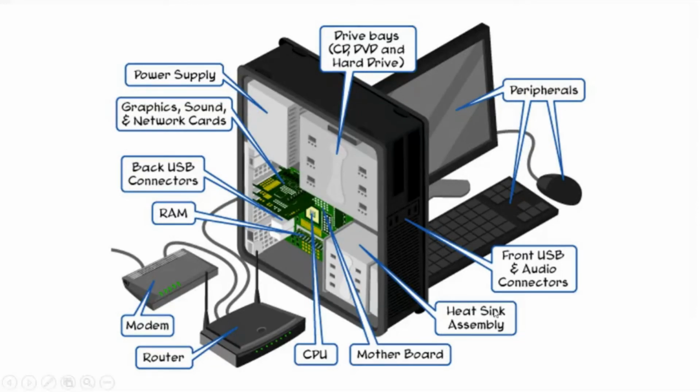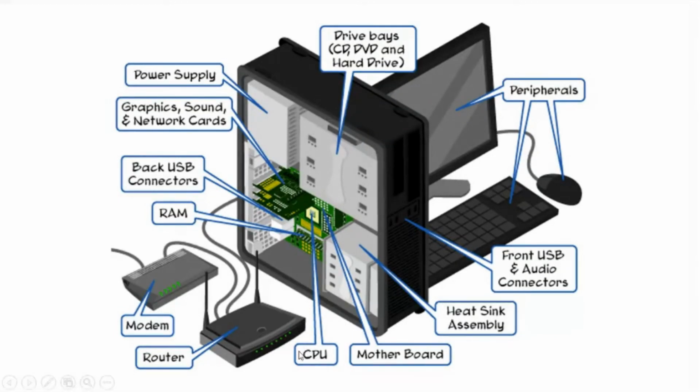Then there will be a heat sink assembly. When the computer is working, too much heat will be generated. If you place your hand behind the computer when it is working or playing a movie, you might feel the heat being discarded from the CPU. So it needs a heat sink assembly also. Then there will be audio connectors, front USB, etc., and everything that is external to this CPU.